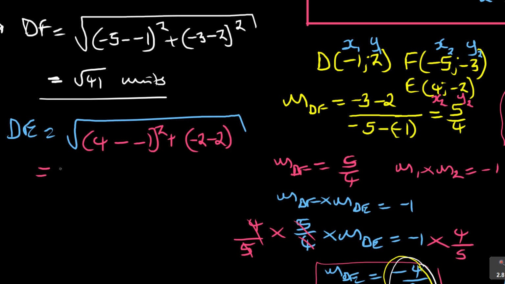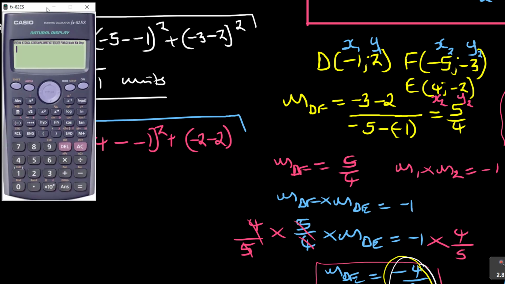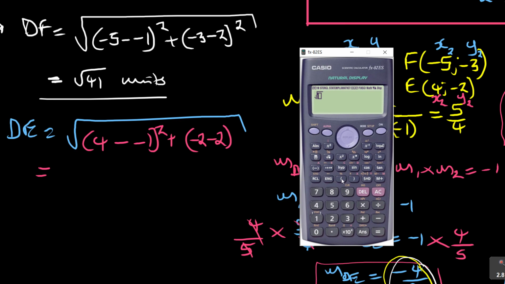Again, put a calculator into this and let it do the work. So it's the square root of 4 minus negative 1, or you can put the 2 minus 1 like this, squared, plus negative 2 minus 2 squared. Alright, equal to, there it is, square root of 41.